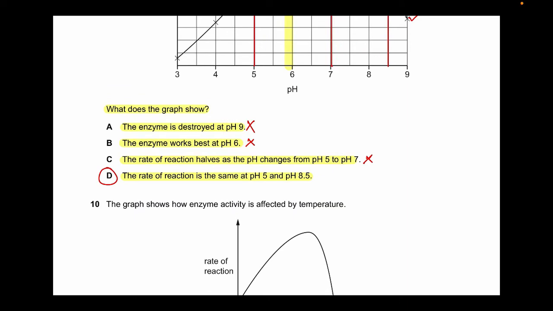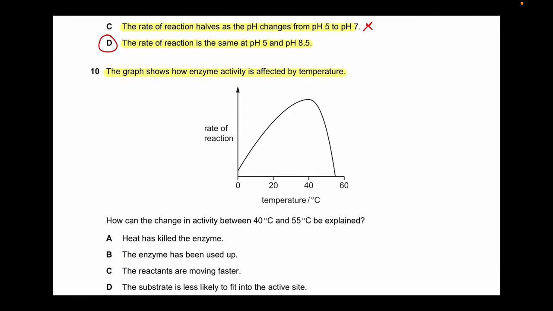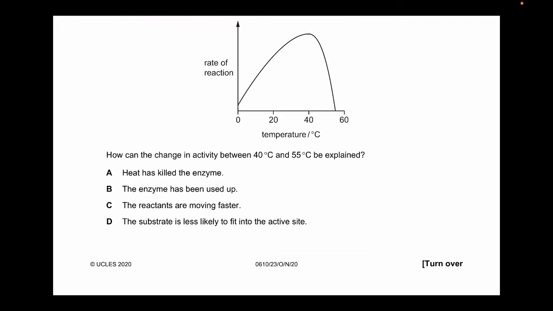The graph shows how enzyme activity is affected by temperature. How can the change in activity between 40 degrees Celsius and 55 degrees Celsius be explained? We can see from 40 to 55 degrees Celsius the rate of reaction decreases and the enzymes are probably denatured. Heat has killed the enzyme? Well, no. Enzymes are not living things, so they cannot die. The enzyme has been used up? No, the enzyme does not get used up in a chemical reaction like this. The reactants are moving faster? The reactants are moving faster, but that doesn't explain why the rate of reaction is slowing down. The substrate is less likely to fit the active site? Yes, because at high temperature the active site changes shape, so the substrate is very unlikely to fit into the active site. So option D is the correct answer.